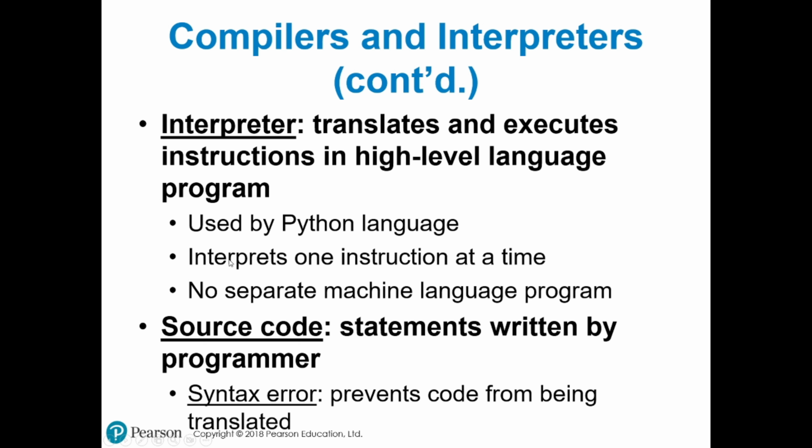Which means it translates one instruction at a time. Interpreting is nothing but conversion, translation, from high level to machine level. Source code is nothing but the program written by the programmer. The compiler will check for syntax errors, obviously, which prevents the code from being translated. If there is any error, you'll get a traceback error. You can simply check it. We will see that in the error handling part, not a big deal.